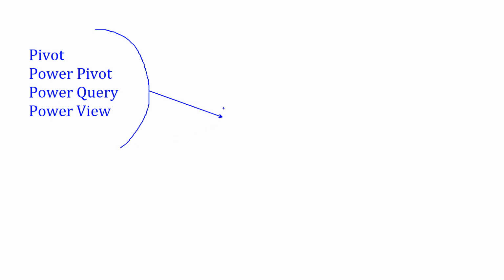What is AI? Artificial intelligence. BI is business intelligence. If you want to go to the next level in data analysis and reporting, data science, this is your first step. You have to start with pivot, then Power Pivot, then Power Query, then BI. So if you want to go to the next level, you have to start from here.